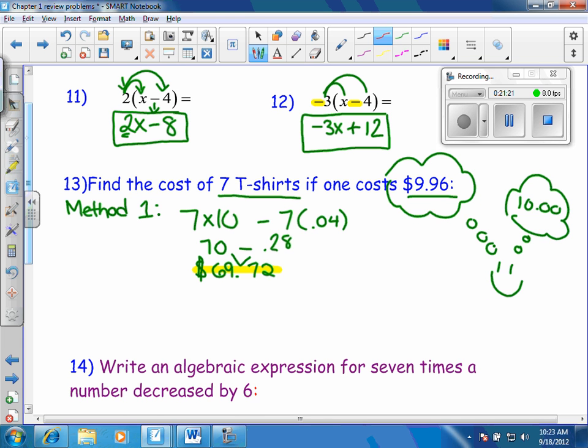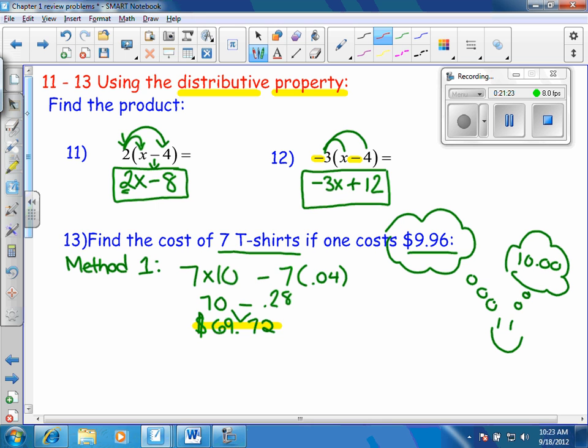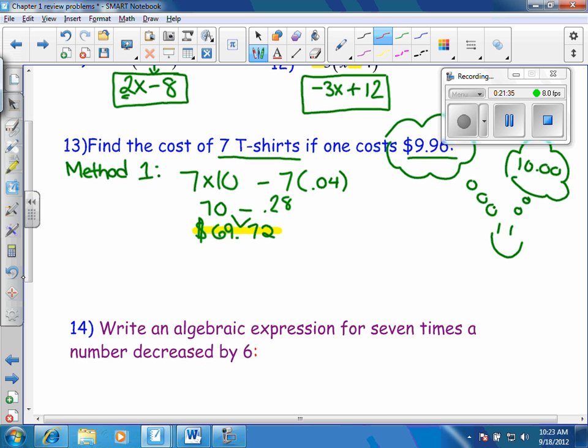Okay, so if that were a test question, I would only be able to give you part credit. She said she just did 9.96 times 7. You get credit for the right answer. But if I'm asking you to use the distributive property, I'm expecting you to break it up. So another way to break it up, can anybody think of another way to break it up?